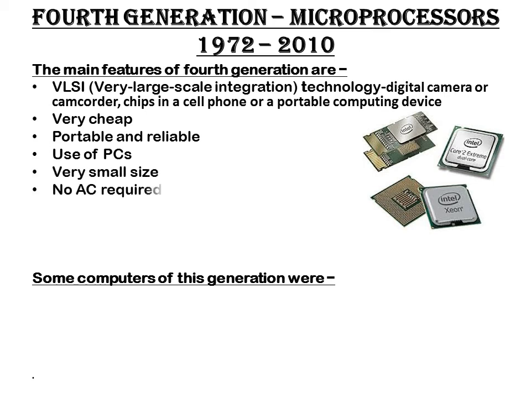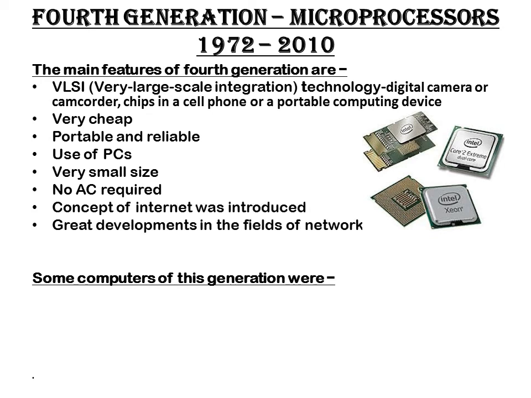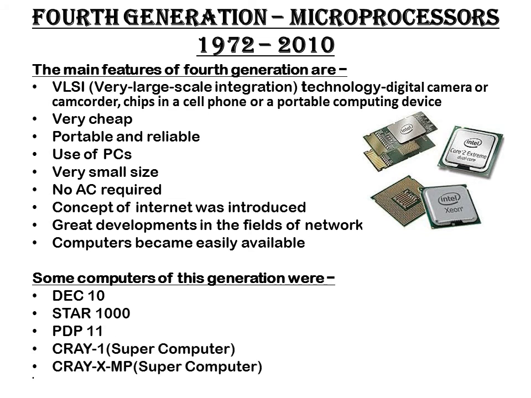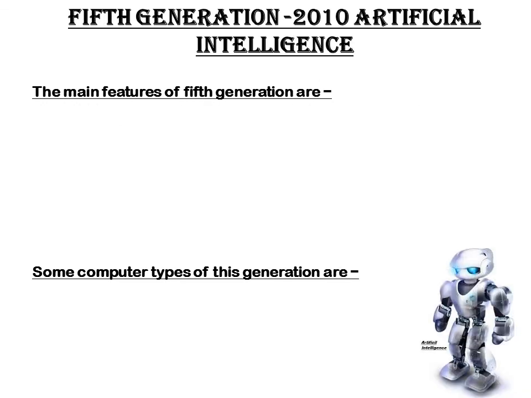Very small size, non-AC required. Concept of internet was introduced in this generation. Great development in the field of network. Computers became easily available here. Some computers of this generation are DEC 10, STAR 1000, PDP 11, Cray 1 supercomputer, Cray XMP supercomputer. This is the picture of a microprocessor chip.